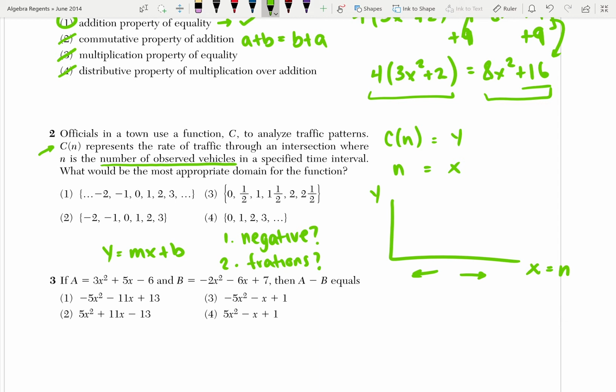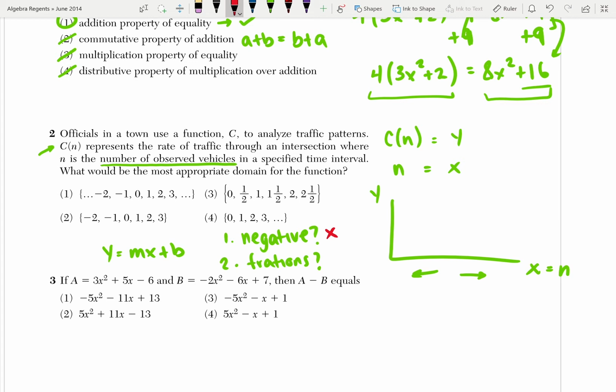In answer choice 3 we see fractions. So if we say that those do not make sense in the context of this problem, we can eliminate those right away. So does it make sense to have a negative amount of vehicles? We would have to say no. We would either have vehicles or we do not have any vehicles. We cannot have a negative amount.